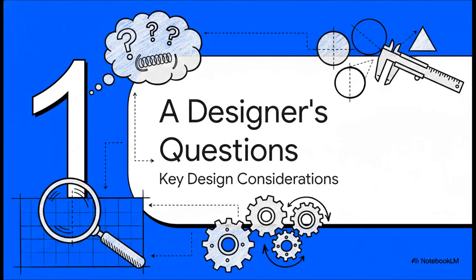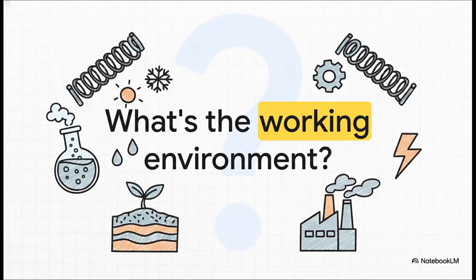Before you even think about touching a calculator or a formula, a great designer starts by asking some really fundamental questions about what this spring actually needs to do. And question number one is always this: where is this spring going to live? What's its working environment? Seriously, this is absolutely the first thing you have to nail down, because the answer pretty much dictates your material choice from the get-go.